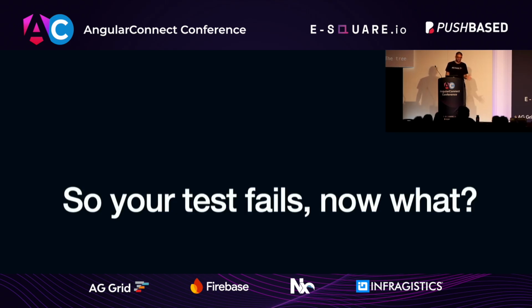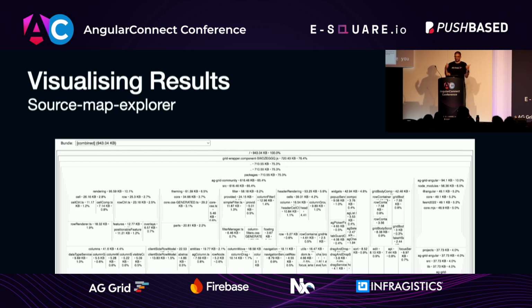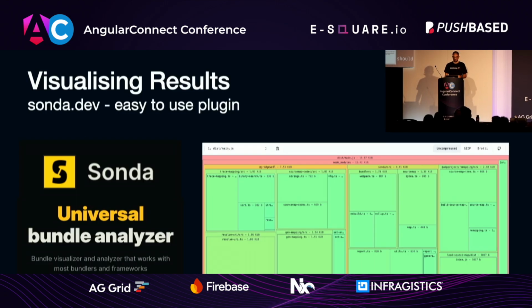So your test has failed. Now what are you going to do? Hopefully you've used this tool, Source Map Explorer. Make sure you're building with source maps, otherwise you're going to miss out on a lot of the information. This gives you an overall picture where you can then dive in and see what is contributing to the size of my bundle. Even before your test has failed, this is a really revealing way to see what parts of my application are actually the biggest and where I should start looking if I want to reduce it.